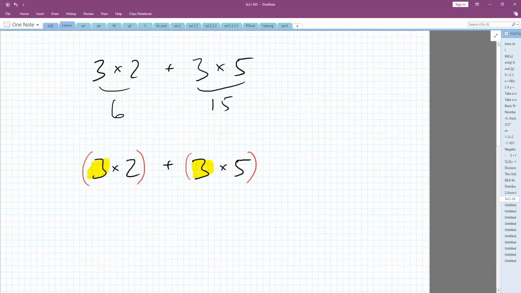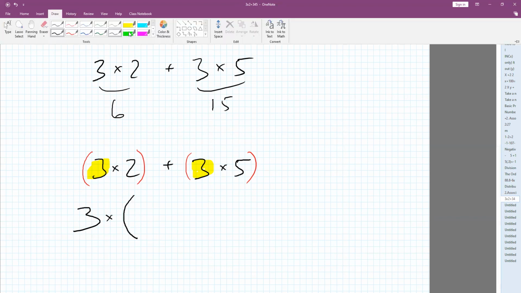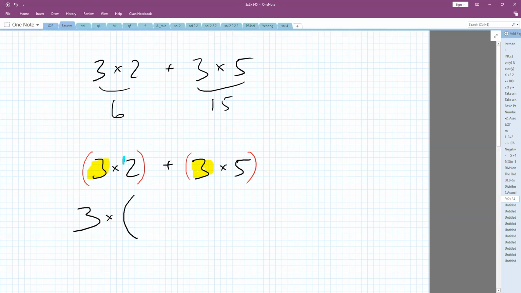Now when that happens, you can take that number out, and then you multiply. What you multiply now, you will multiply first with 2.